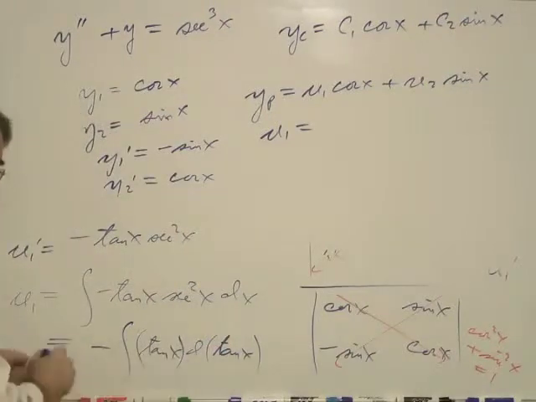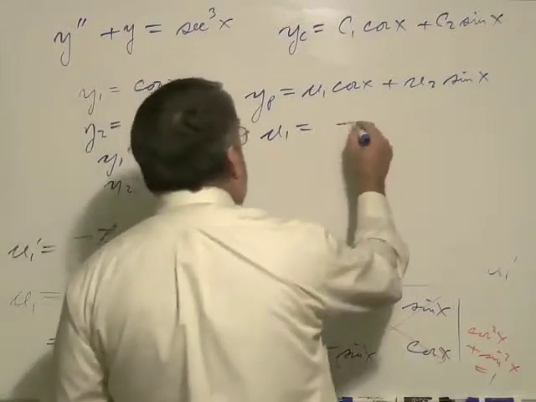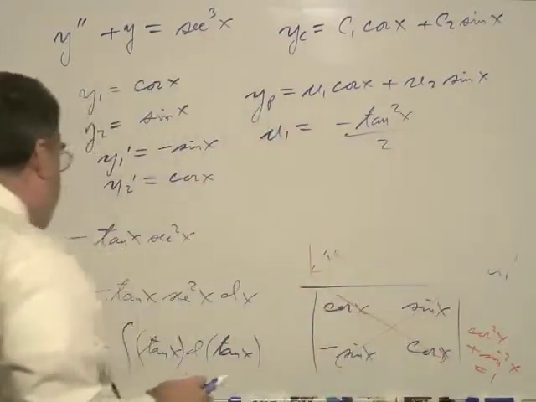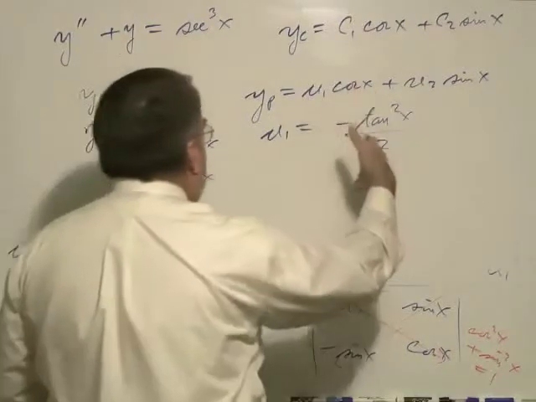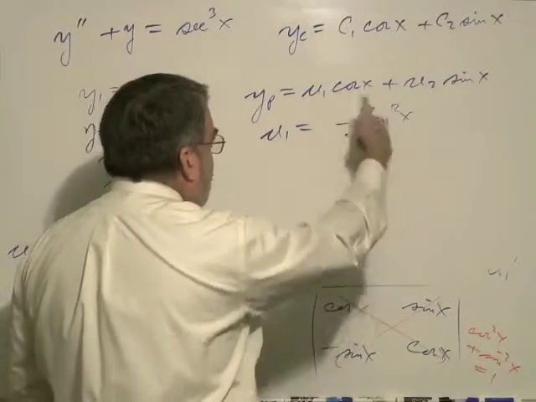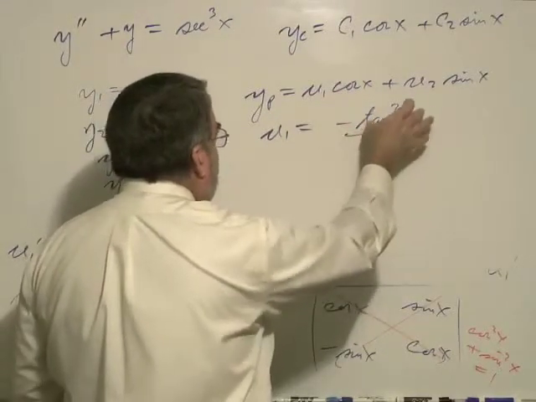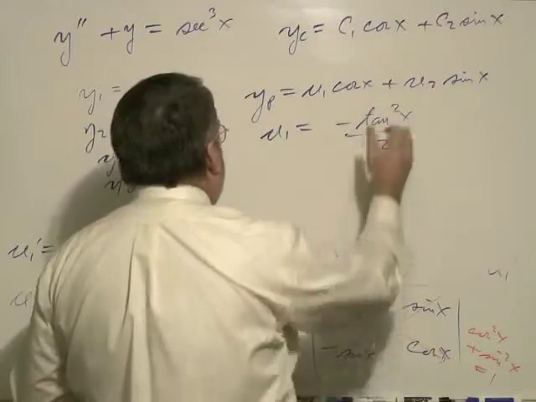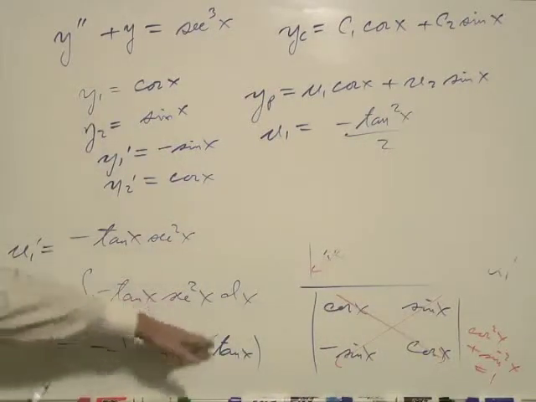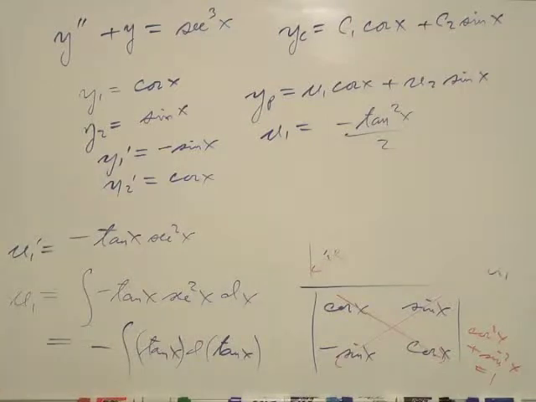So u1, when I integrate this, I'm going to get negative tangent squared x over 2. If I take this derivative, just to check myself, I'll get minus 2 over 2. The 2's cancel, so I get minus tangent to the first power times the derivative of tangent, which is secant squared. So that works out. I used a substitution technique there. Okay, so there's u1. Now let's go find u2.